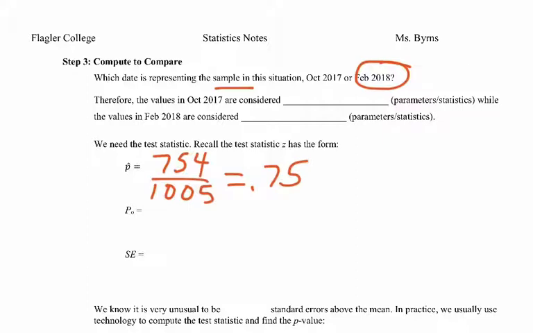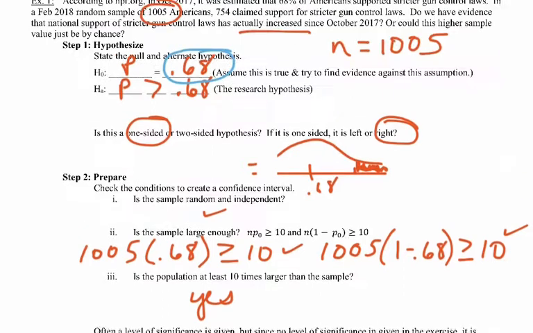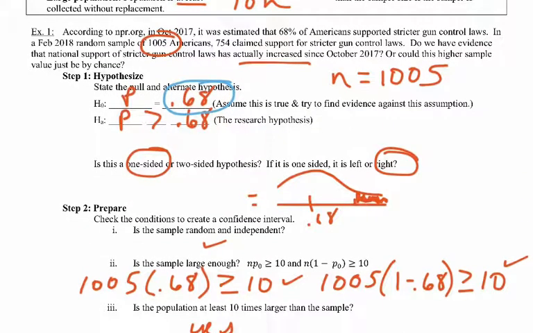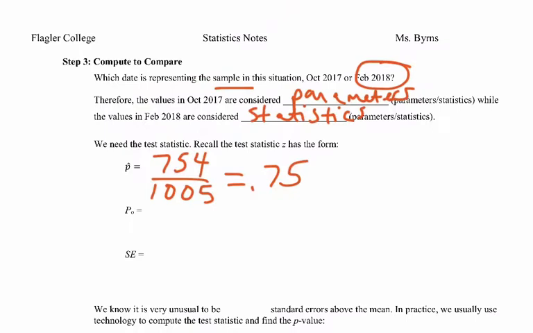Now, let me go back here and fill in these blanks. The values in October 2017 are considered parameters because we're assuming that 68% is the population proportion from 2017. In 2018, however, those are coming from my sample, so remember those are called statistics. So p hat, that's my statistic, that's 0.75. And then p naught is what we use to build the hypotheses. Let me go back for a second. This is your p naught right here, and that's based on the original population proportion. So in this case, p naught is 68%.